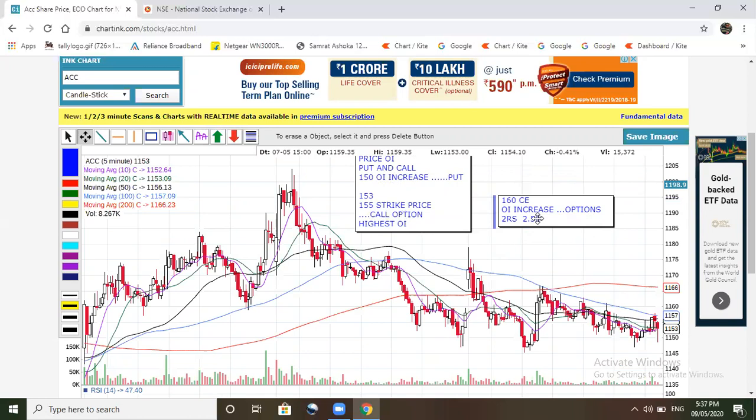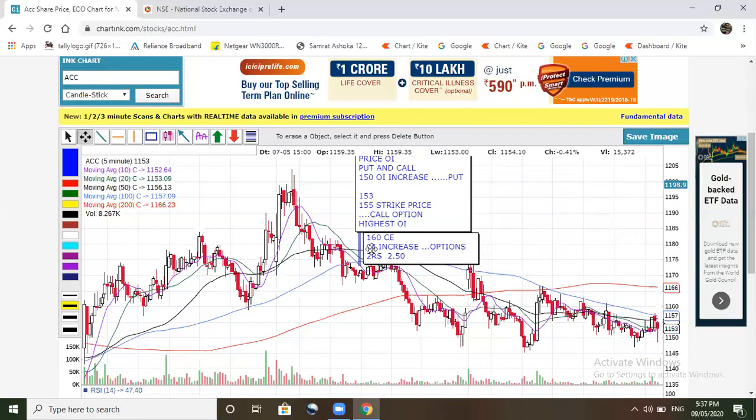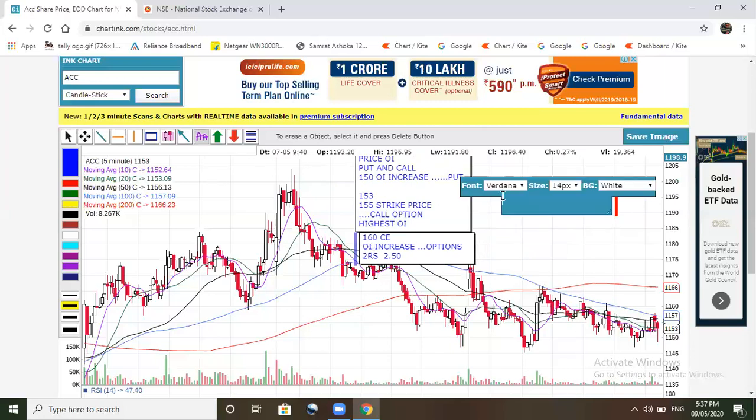And here the problem comes: we get confused whether it will achieve this target or cross it. This is only the call side we are seeing, so you have to confirm from the put side as well.